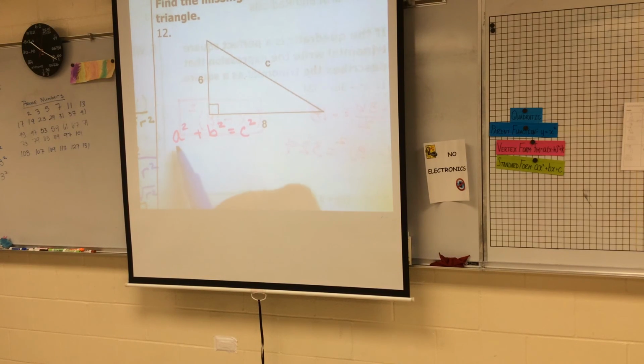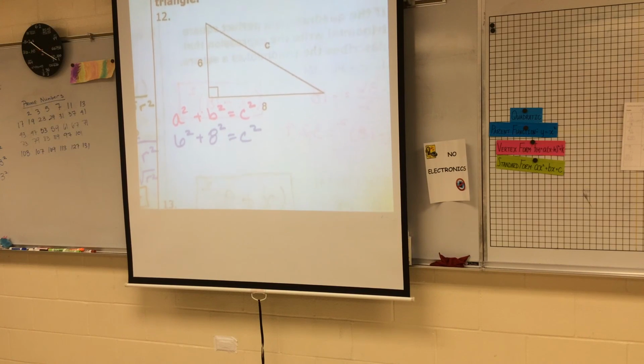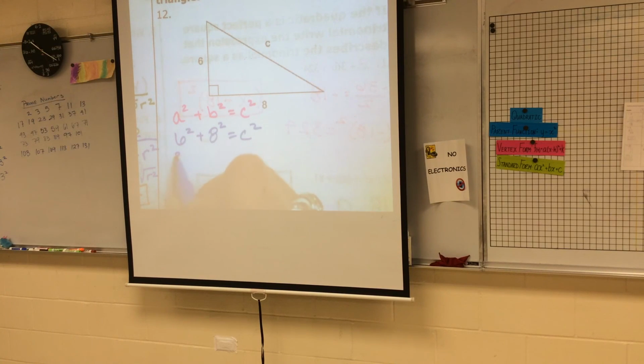So what is A? Sure, I could use 6. 6 squared plus B is 8 squared equals C squared, because we don't know what C is. All right. So I can simplify. I can combine like terms here on the left side. So I have 6 squared is 36 plus 8 squared is 64 equals C squared. 36 plus 64 is 100.